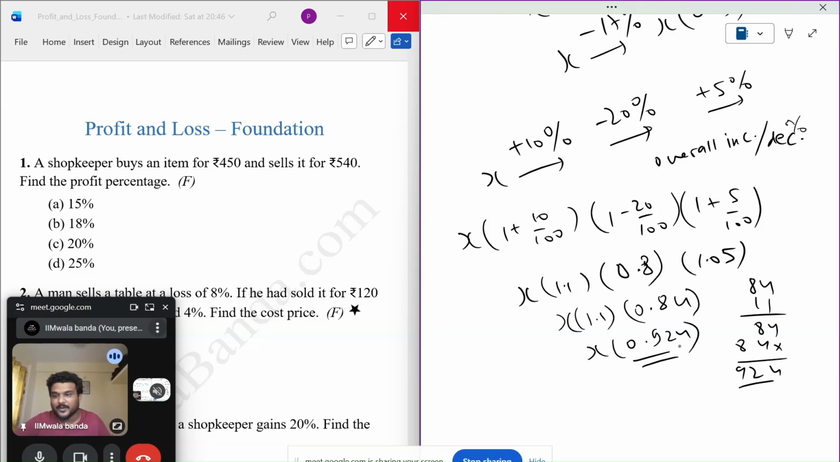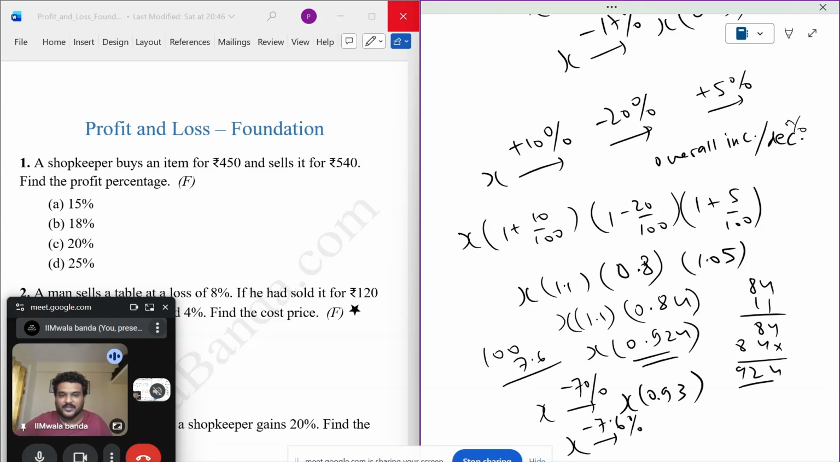You can directly tell from here. It would be 7.6 percent. Why? Because if it was decreasing by 7%, what would you have done? 100 minus 7 is 93. So you would have multiplied by 0.93, right? And if it was 7.6%, what you would have done?